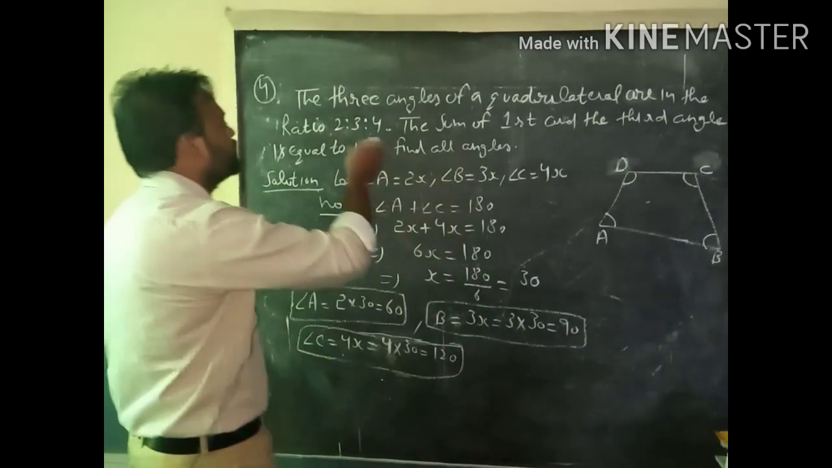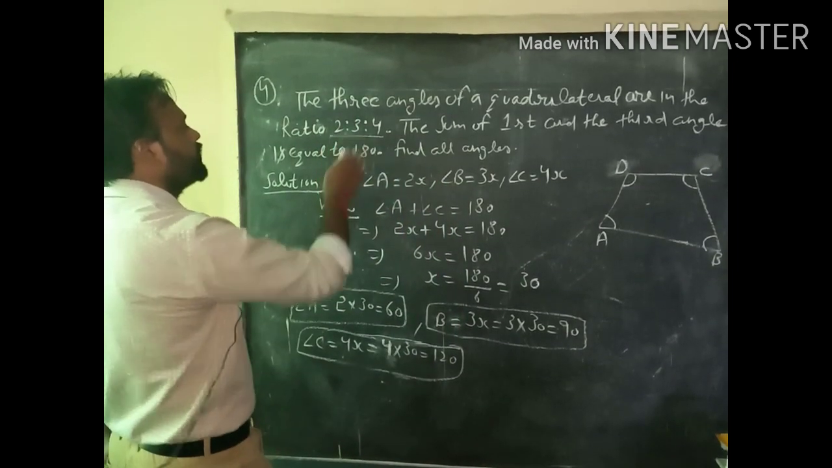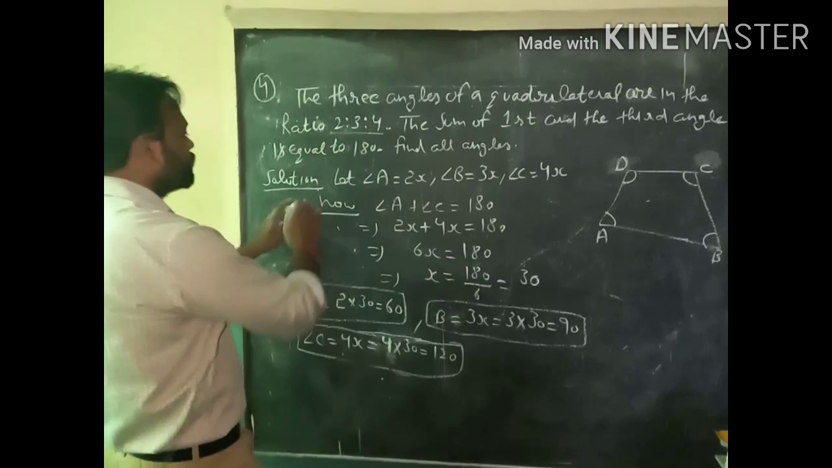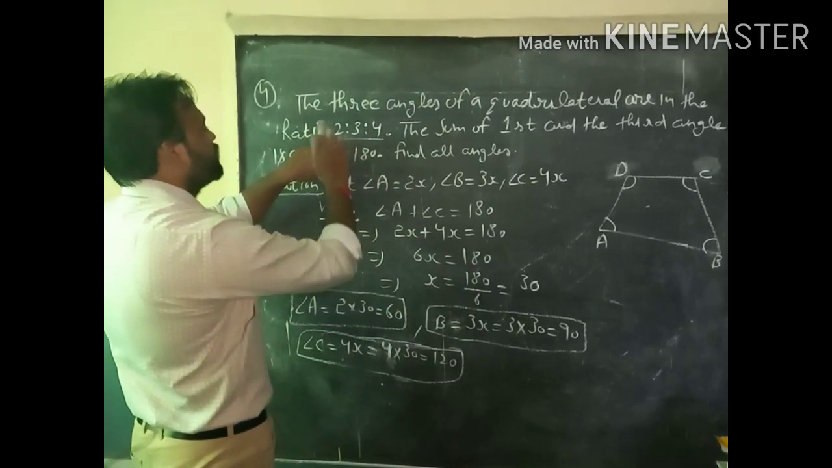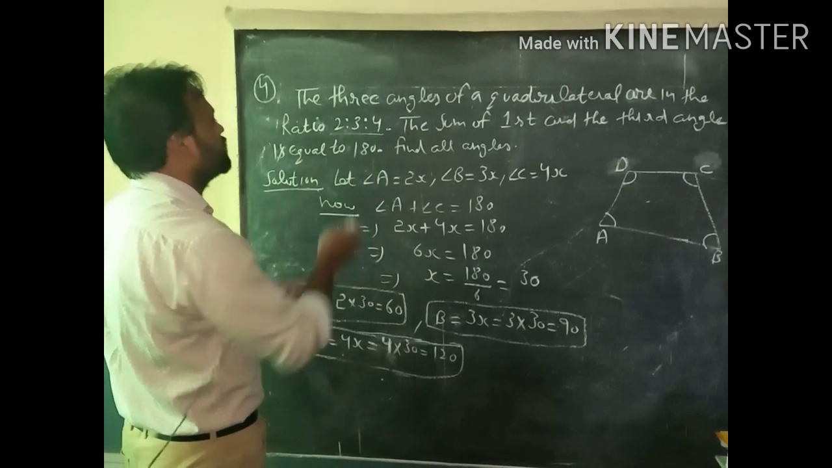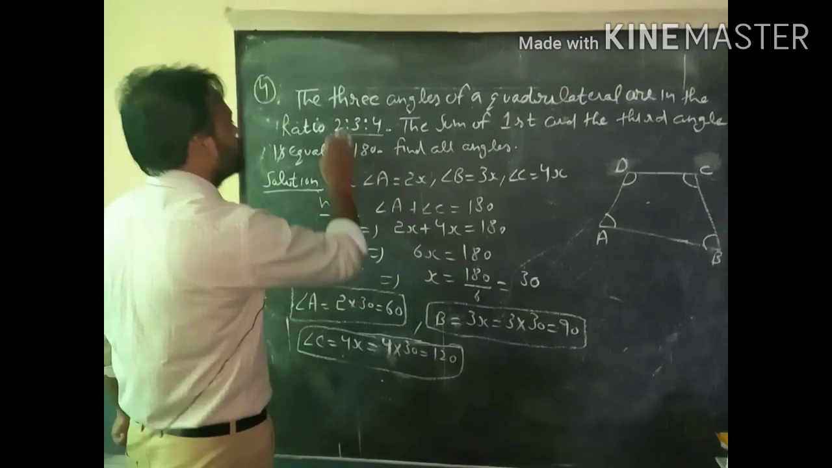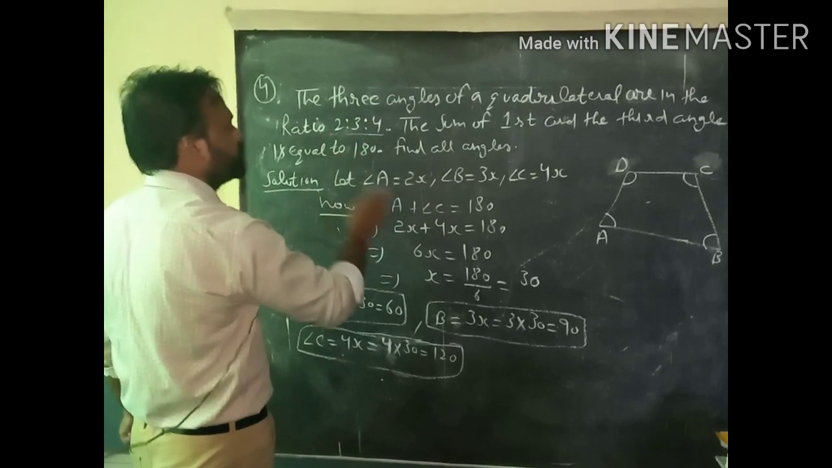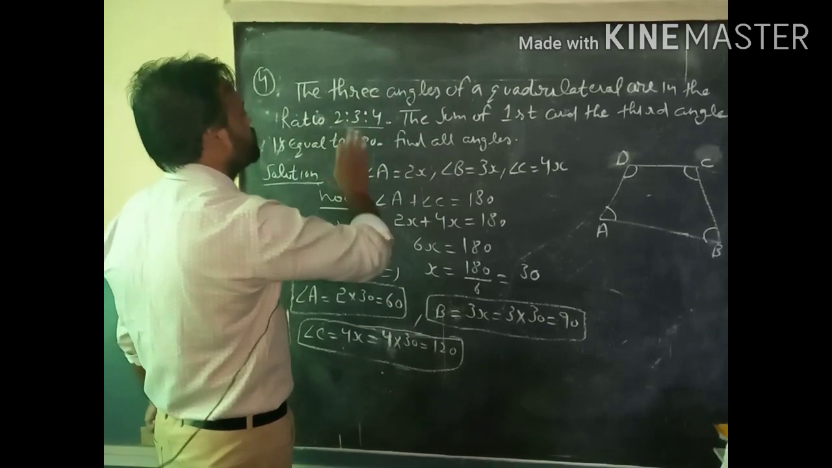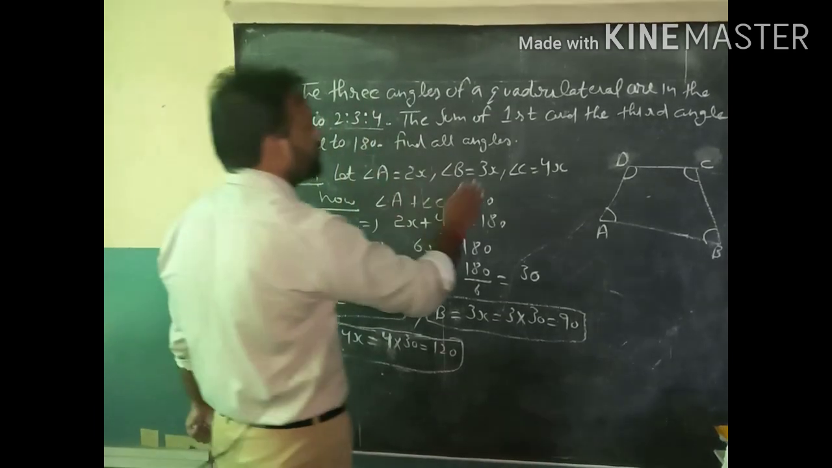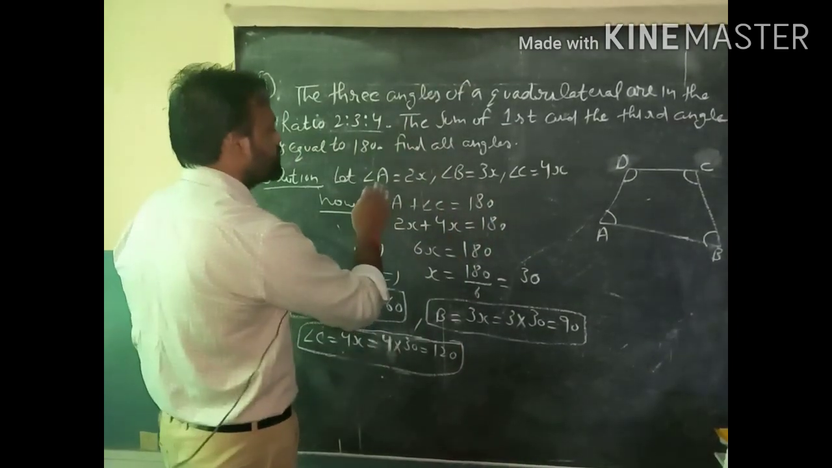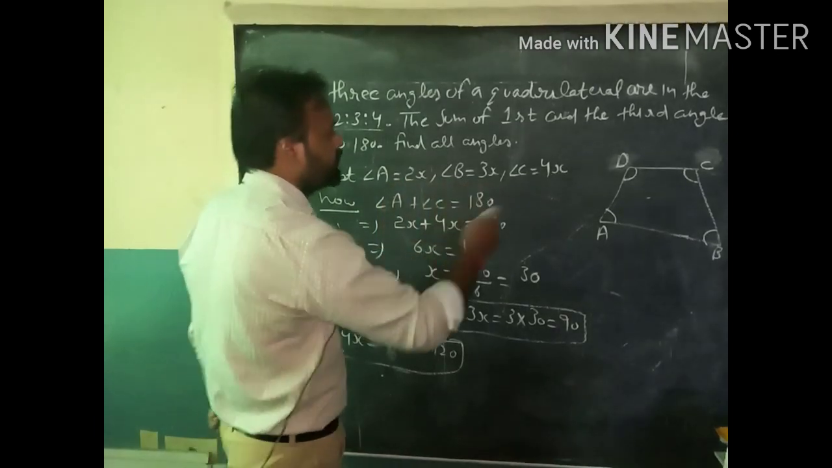So first of all, again with the help of this ratio 2:3:4, we can find out the starting values of angle A, B and C. As I told you, you can multiply all these values of the ratio with a single variable x. Angle A is 2x, angle B is 3x, and angle C is 4x.